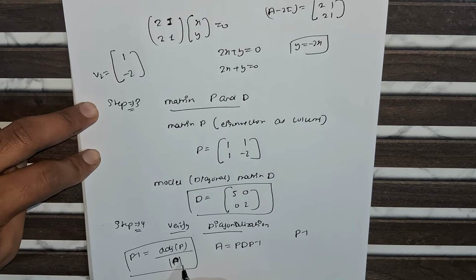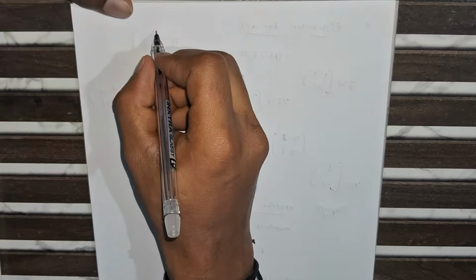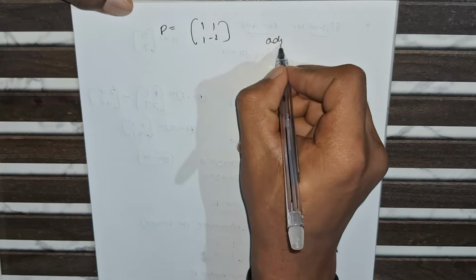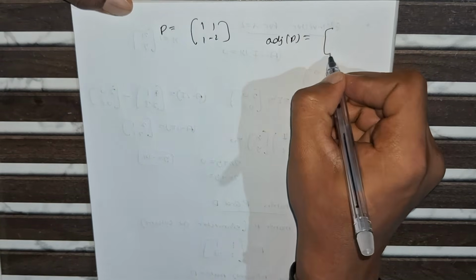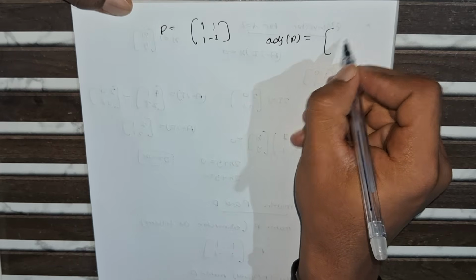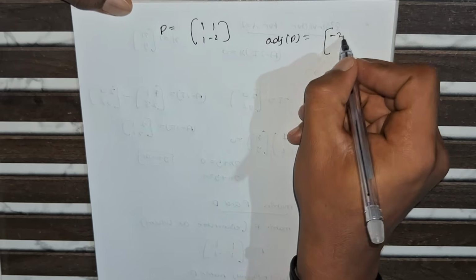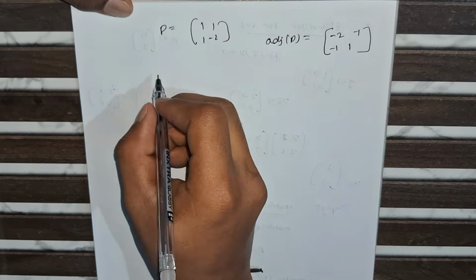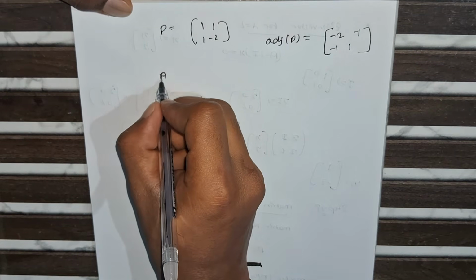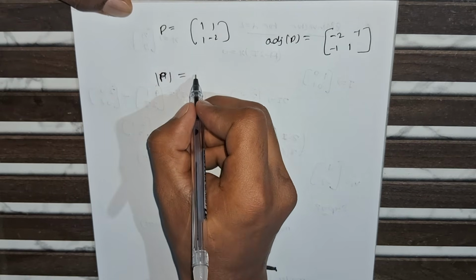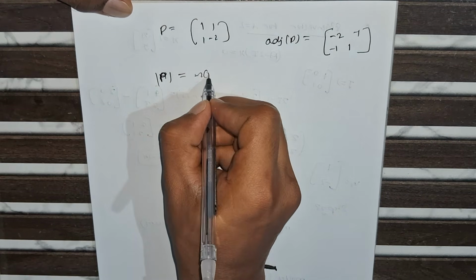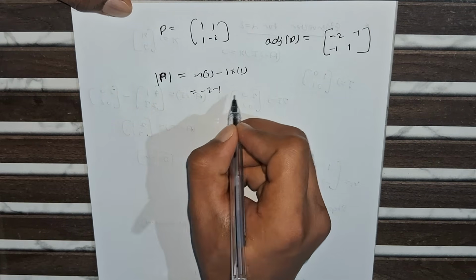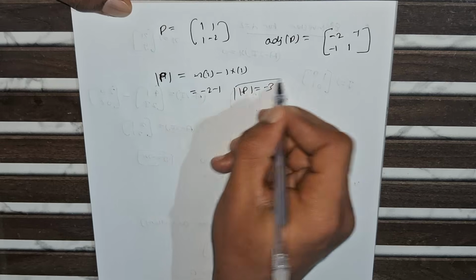Now can we find the determinant of P? So what is our P matrix, which is 1 1 1 minus 2. What is the adjoint of P? First we interchange the diagonal elements and change the sign of the other diagonal. So it becomes minus 2, 1, minus 1 and minus 1. This is the adjoint of P. And how can we find the determinant of P? It is minus 2 into 1 minus 1 into 1. When you solve it, minus 2 minus 1, so determinant of P equals minus 3.